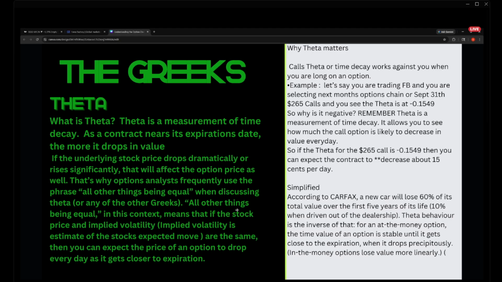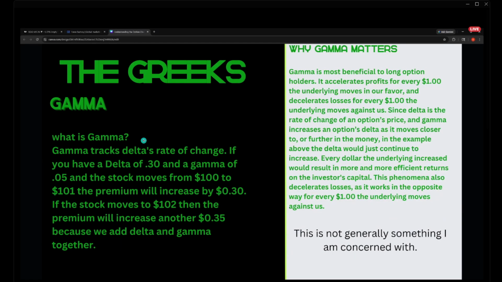In the money options lose value more linearly. Linearly. Lord have mercy. Gamma. This is one of my favorites. I love Gamma. Gamma's my friend. And on rare occasions, Gamma has led me to make absolutely ridiculous bags, because when I'm looking at contracts coming out of consolidation that have had heavy volatility, we've traded contracts that have ridiculous gamma but low delta.